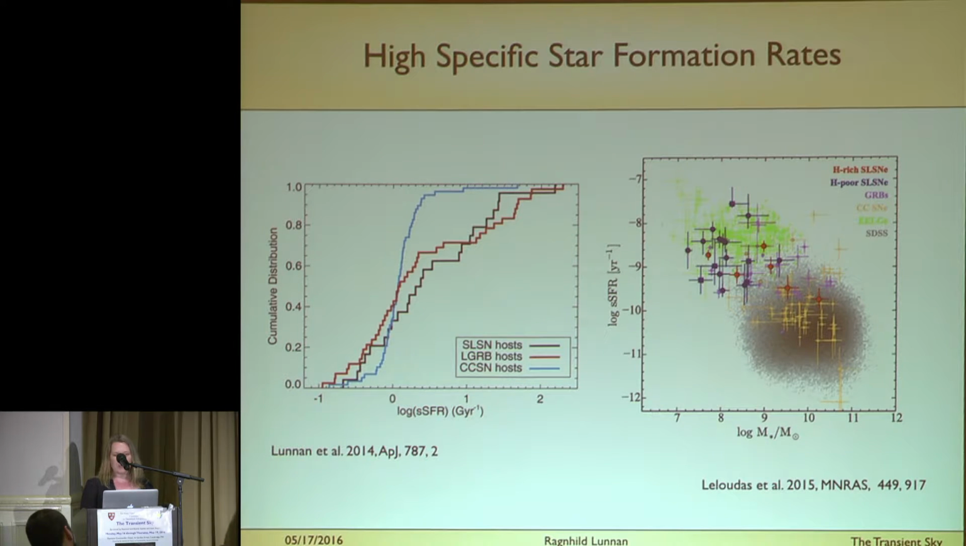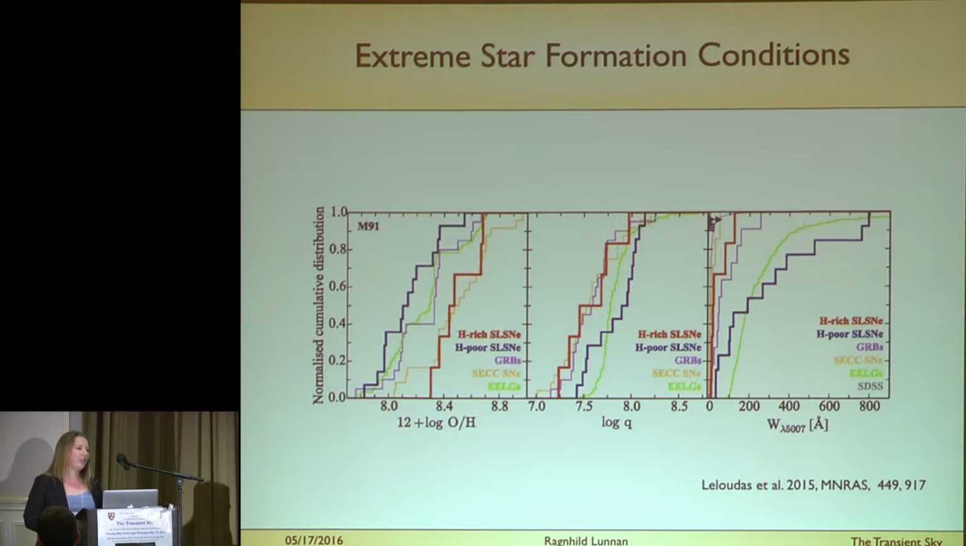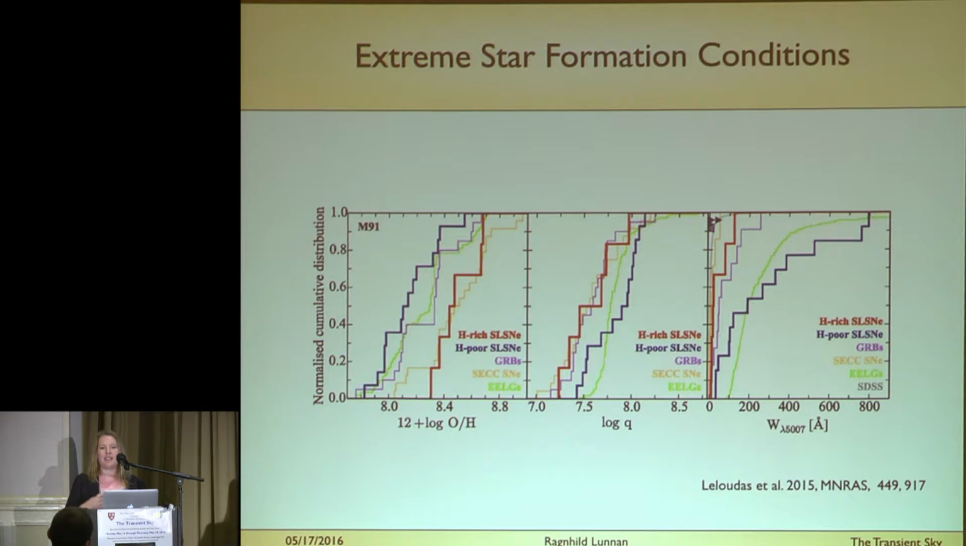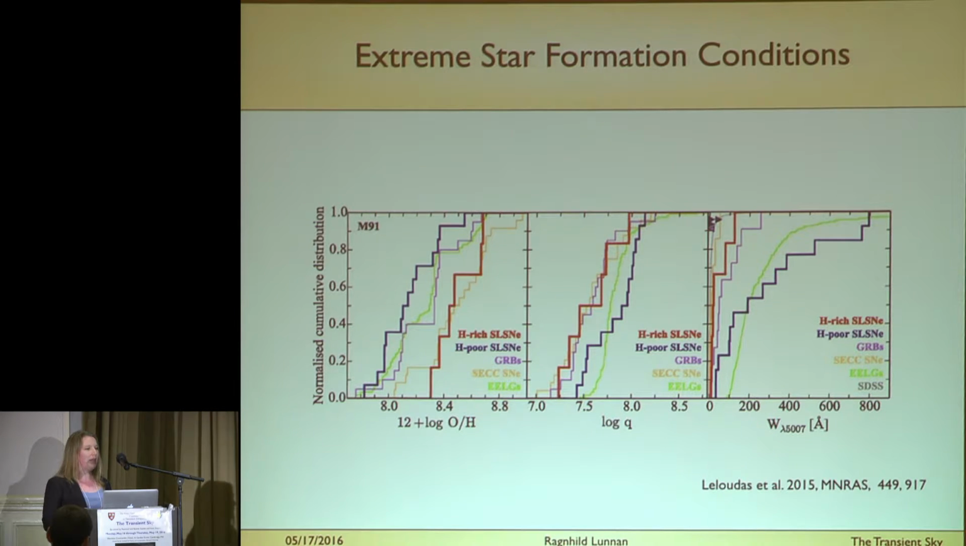Now, this potential preference for high specific star formation rate manifests in a couple of different ways. A number of these superluminous supernova host galaxies are what, if you're a galaxy person, you would classify as an extreme emission line galaxy. That is to say, the spectrum is dominated by very strong emission lines. That is plotted here on the right, showing the equivalent width of the oxygen III 5007 line. SDSS is this gray line way over here, and this blue line is the type 1 superluminous supernovae.